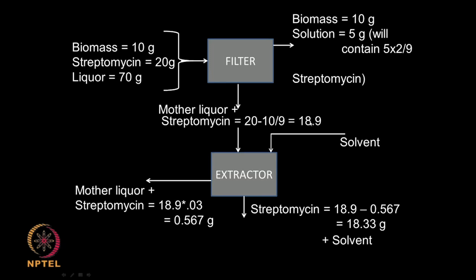So, what is left behind in the mother liquor? I will have 20 minus, because 20 is the amount of streptomycin coming here. So, 20 minus 10 by 9 will be 18.9 grams.